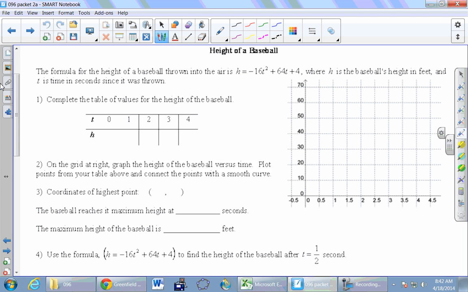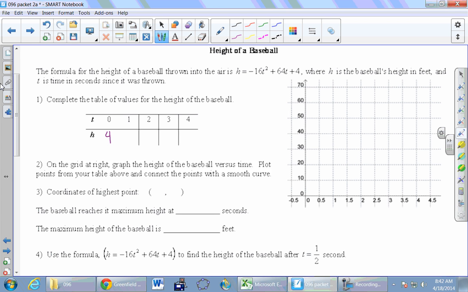Okay, so let's see if we can do number one together, which will make sense of that formula that we haven't seen before. One says complete the table of values for the height of the baseball. So for example, if we take t equals 0 and substitute it into that formula, both things with t's in them zero out, they disappear. All that's left is a 4, which means that 0 seconds into the flight of this baseball, it is 4 feet off the ground. Basically it means you're throwing it from a height of 4 feet off the ground.